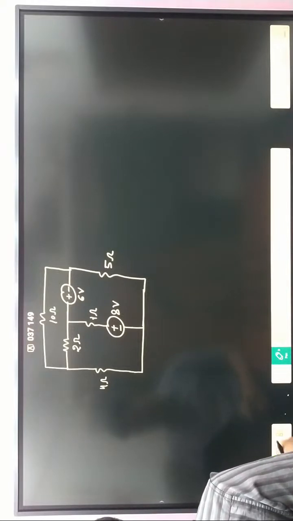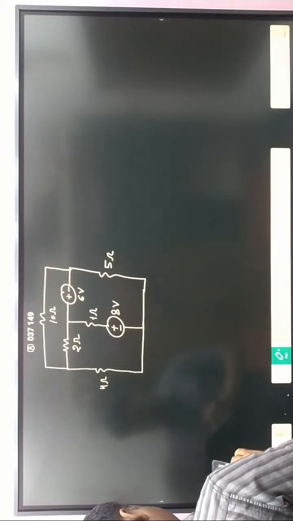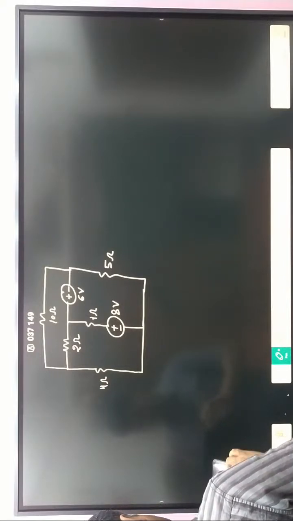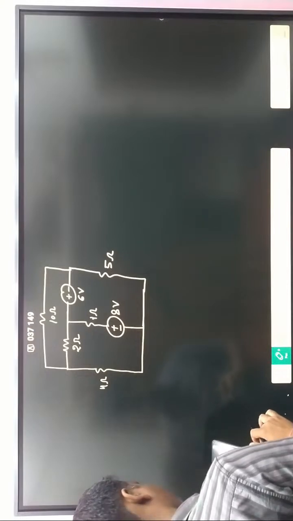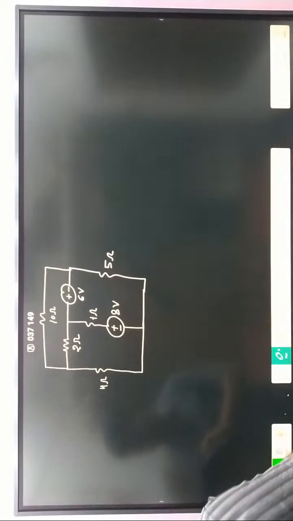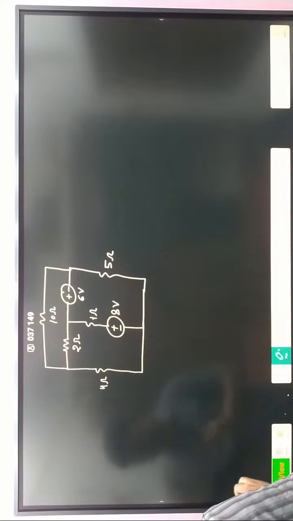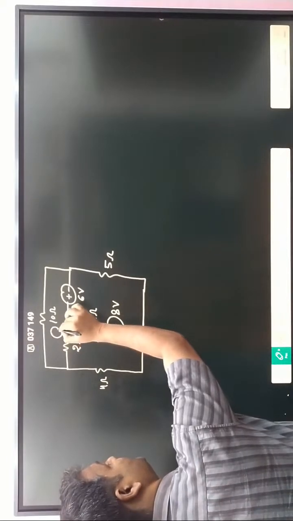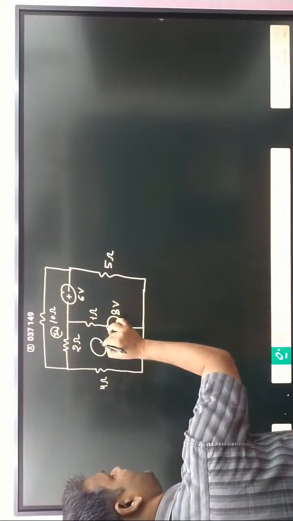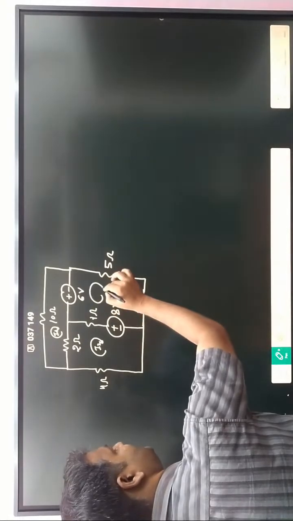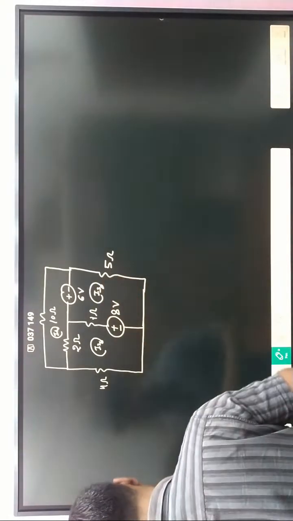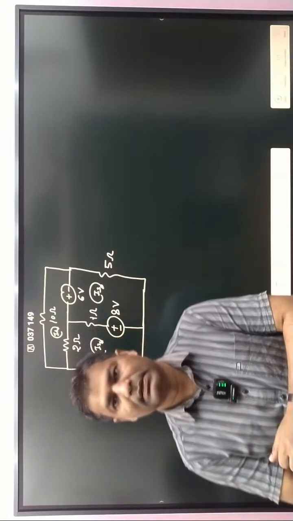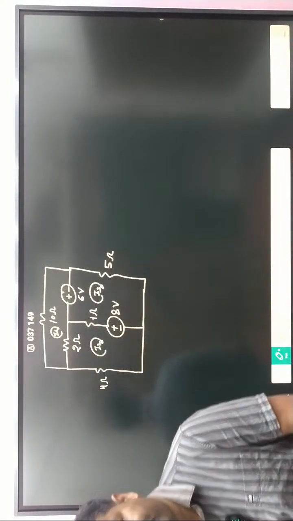Okay, our motto is to determine, so first of all, what is our motto? Our motto is to determine the loop current, in this loop that is I1, here I2, and here I3. So how can we determine loop current? I will discuss one by one.